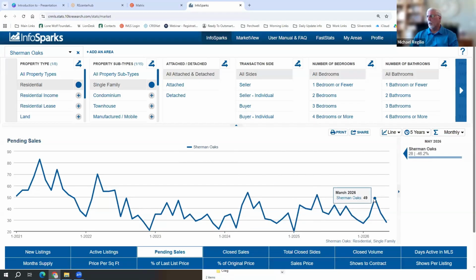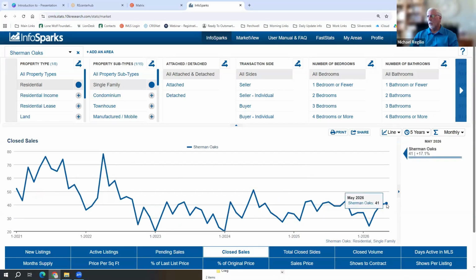Pendings were up in March. When we go to close sales, that means that May closings went into escrow sometime in March. They closed at the end of April, closed in May. So those pending sales led to a higher number of closed sales in May of 2026. In fact, it's 17% more than last year.